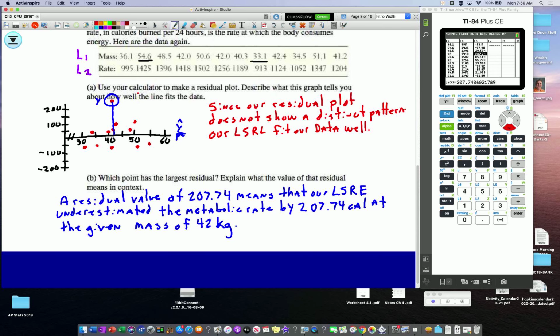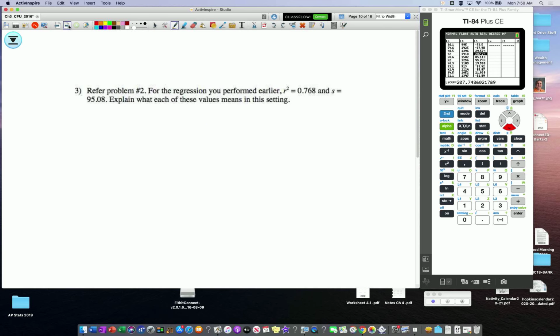All right. Next page. Number 3 asks us to still work with this problem, and it says, for the regression you performed earlier, for this problem, r squared was 0.768 and s was 95.08. Explain what each of these values mean in the setting. So remember that r squared is the percent of variation in the y values that can be determined by the least squared line, and s is the prediction error.